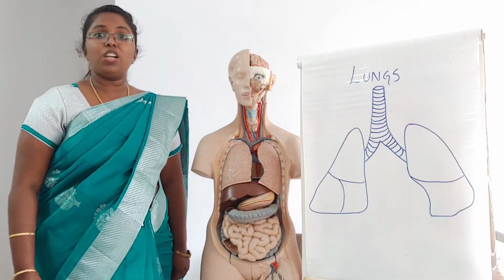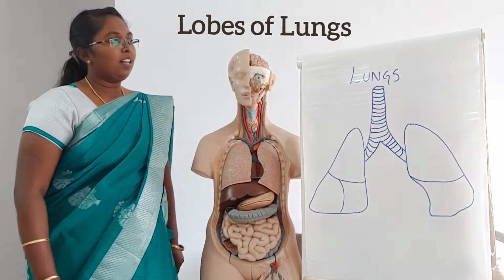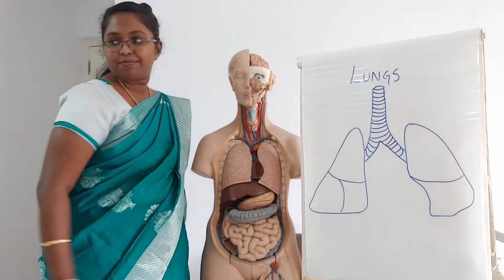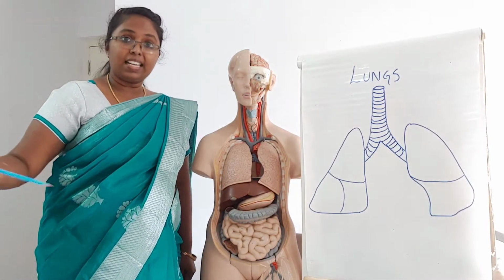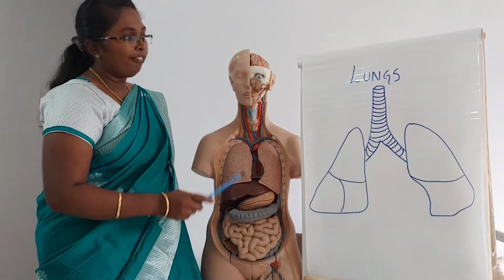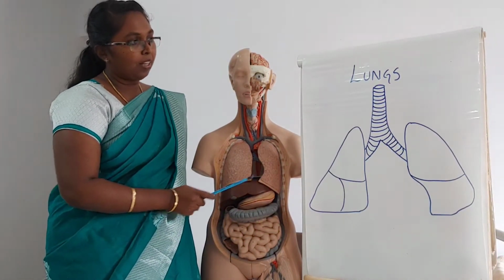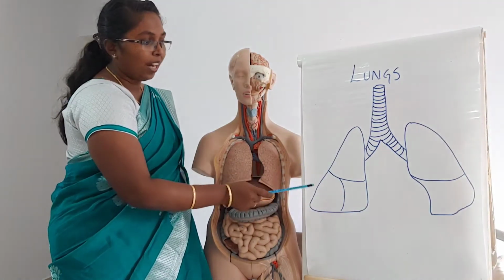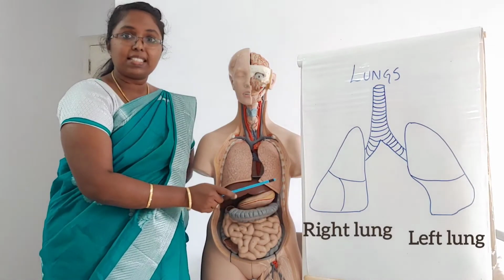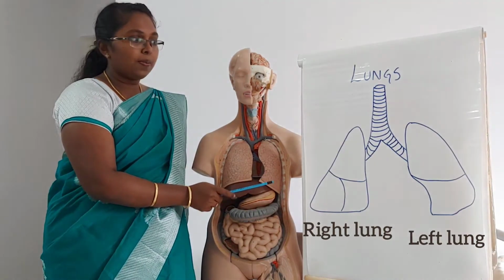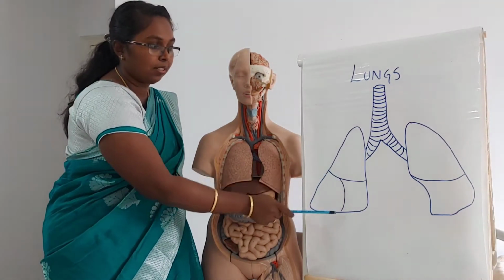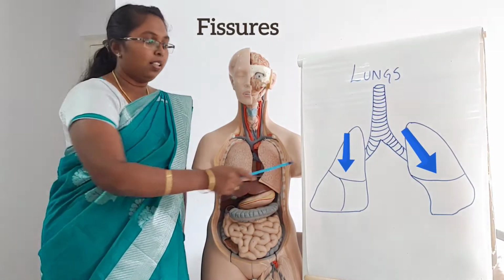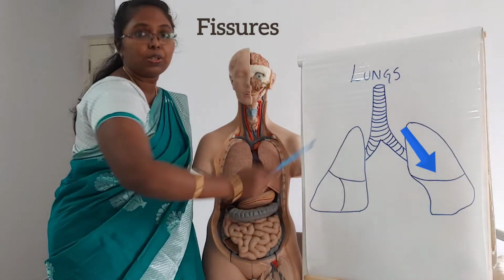Next, we'll go to the lobes of the lungs. There are two lungs, the right lung and the left lung. If you see in this picture, the left lung is a little smaller and the right lung is a little larger in size. There are also a few divisions, which are known as fissures.